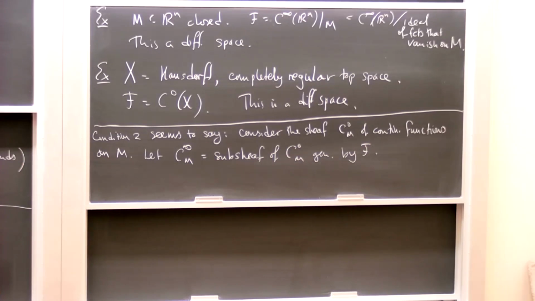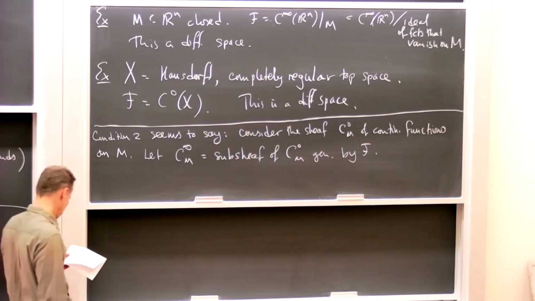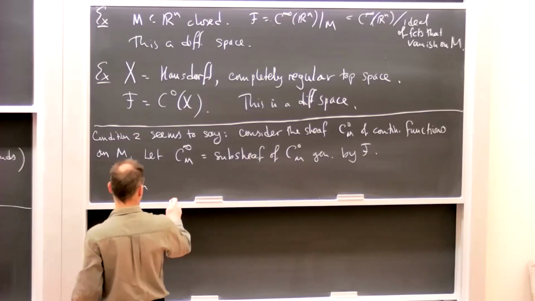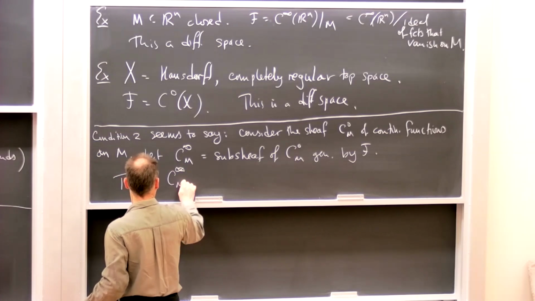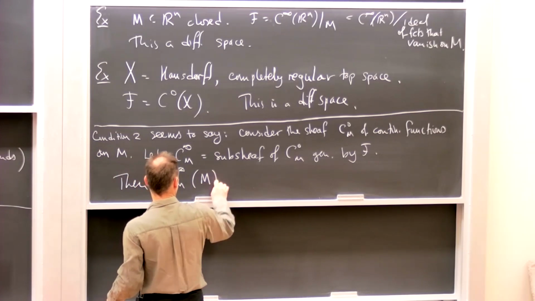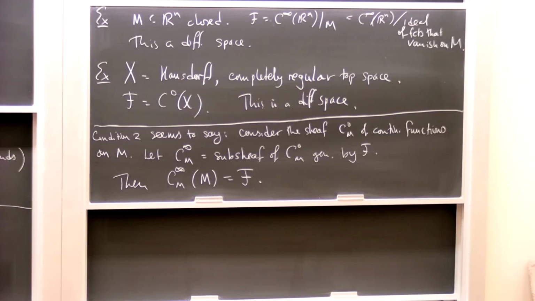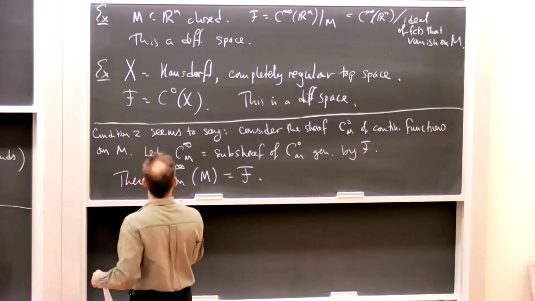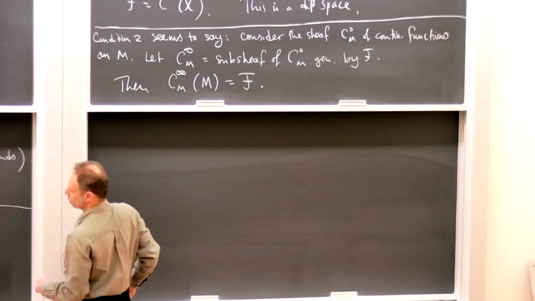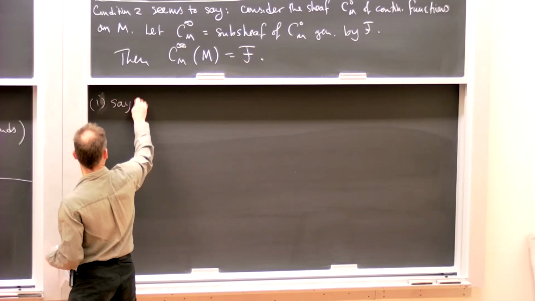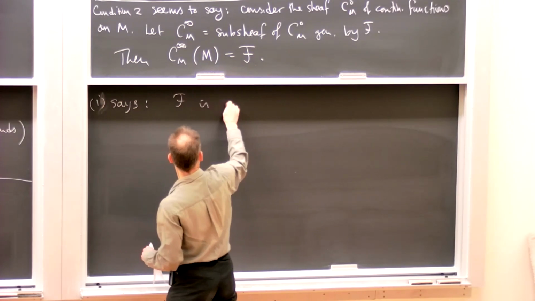I think I can do that. And then the condition, this sheafy condition, seemed to me to be saying this. If I look at the global sections of this subsheaf, I just get F back. So it's sort of a ghost of a condition that there is a sheaf of functions. The other one says that F is a C infinity ring.